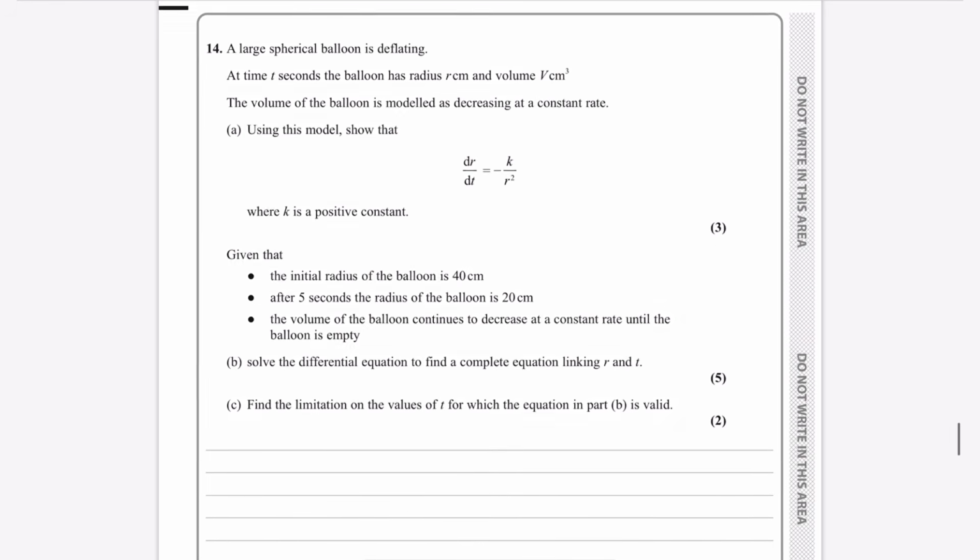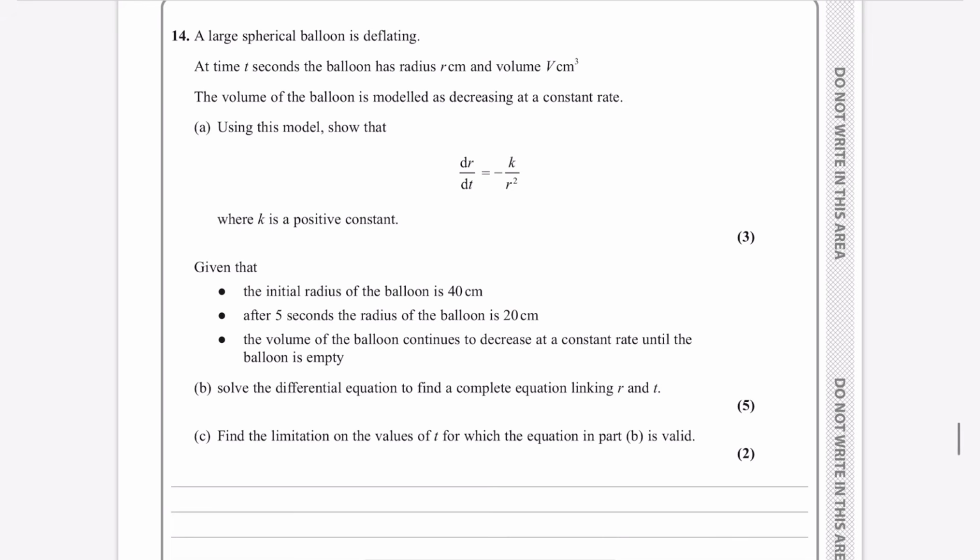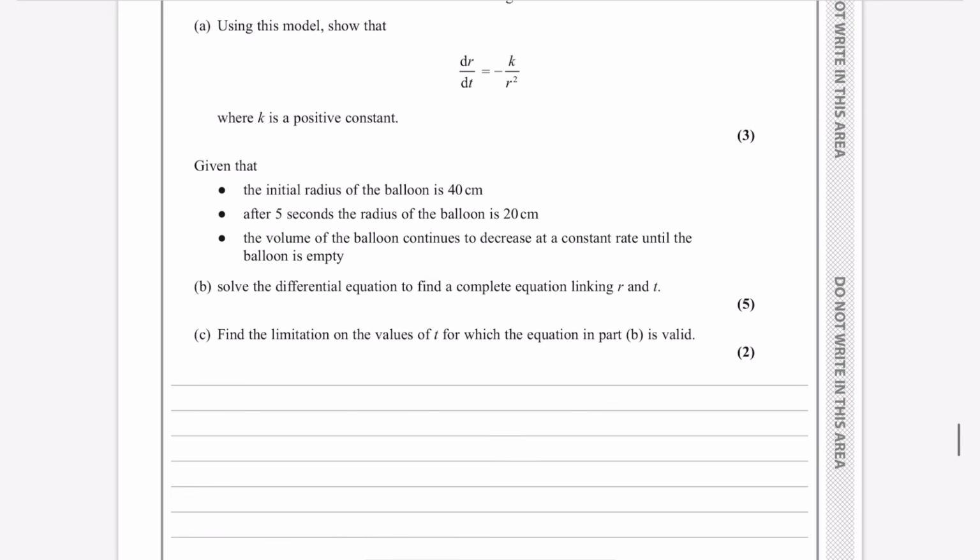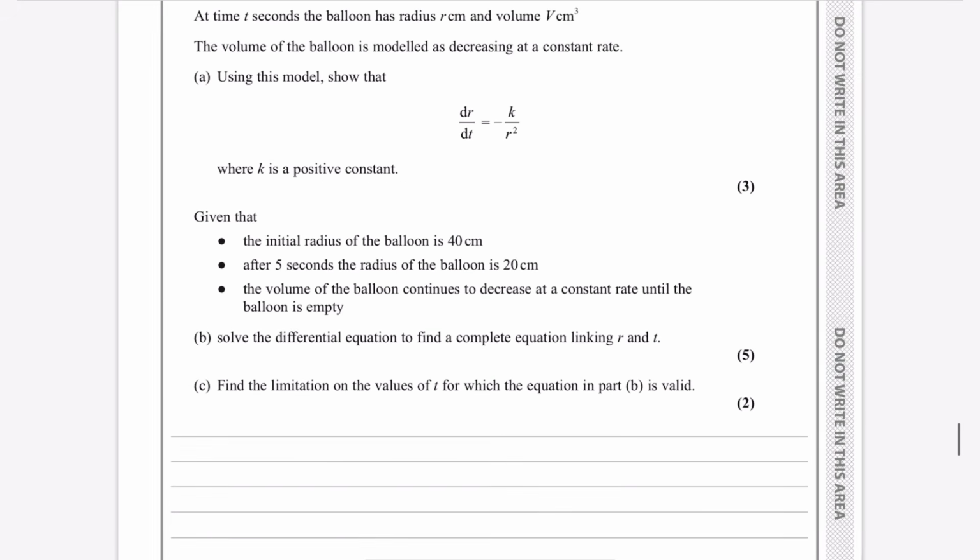Okay, question 14. A large spherical balloon is deflating. At time t seconds, the balloon has radius r and volume v. The volume of the balloon is modelled as decreasing at a constant rate. Using this model, show that dr dt is equal to minus k over r squared, where k is a positive constant. So this is connected rates of change, and we're going to try and find out what dr dt is. Now, if you remember with connected rates of change, you take this and you split it into two separate parts.